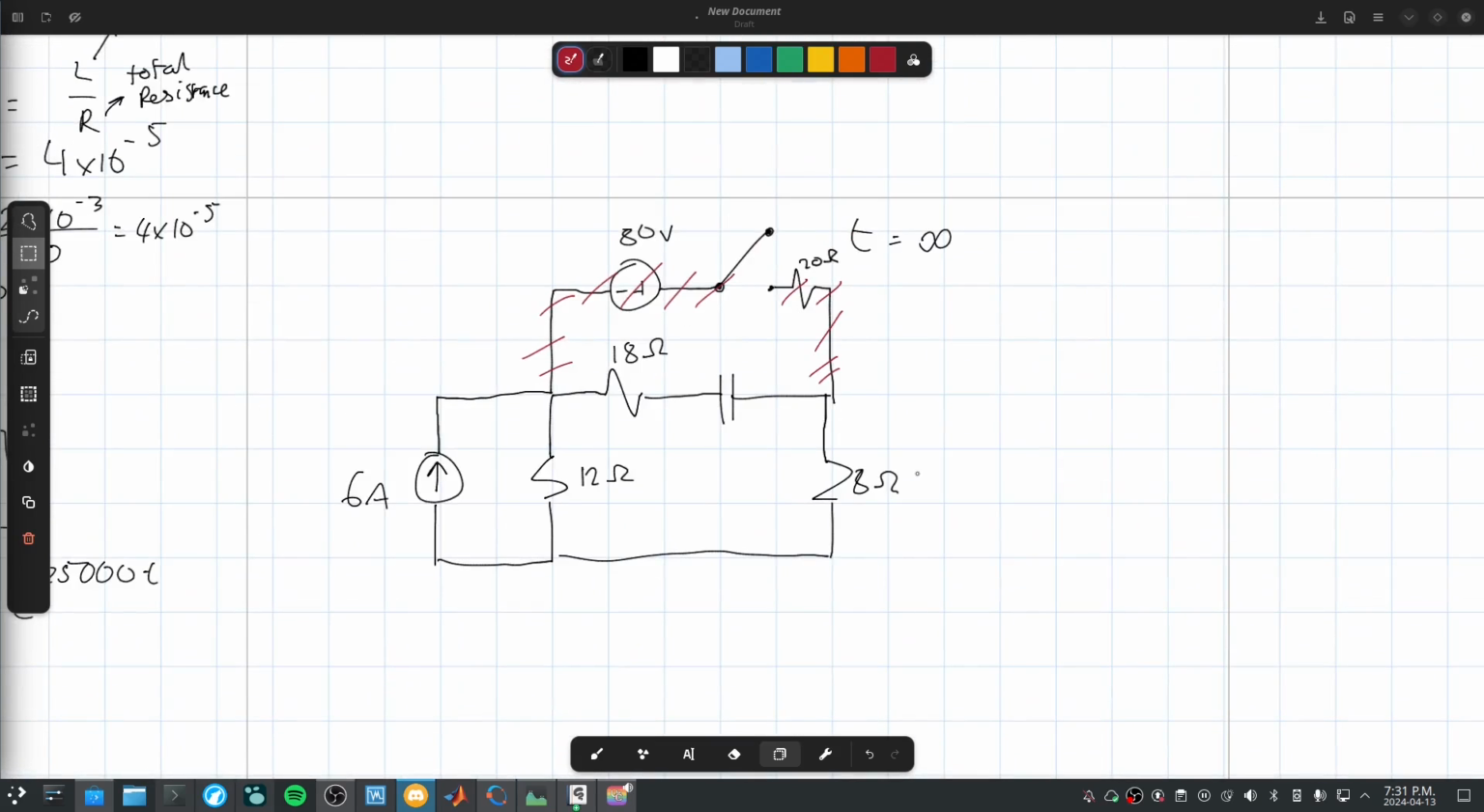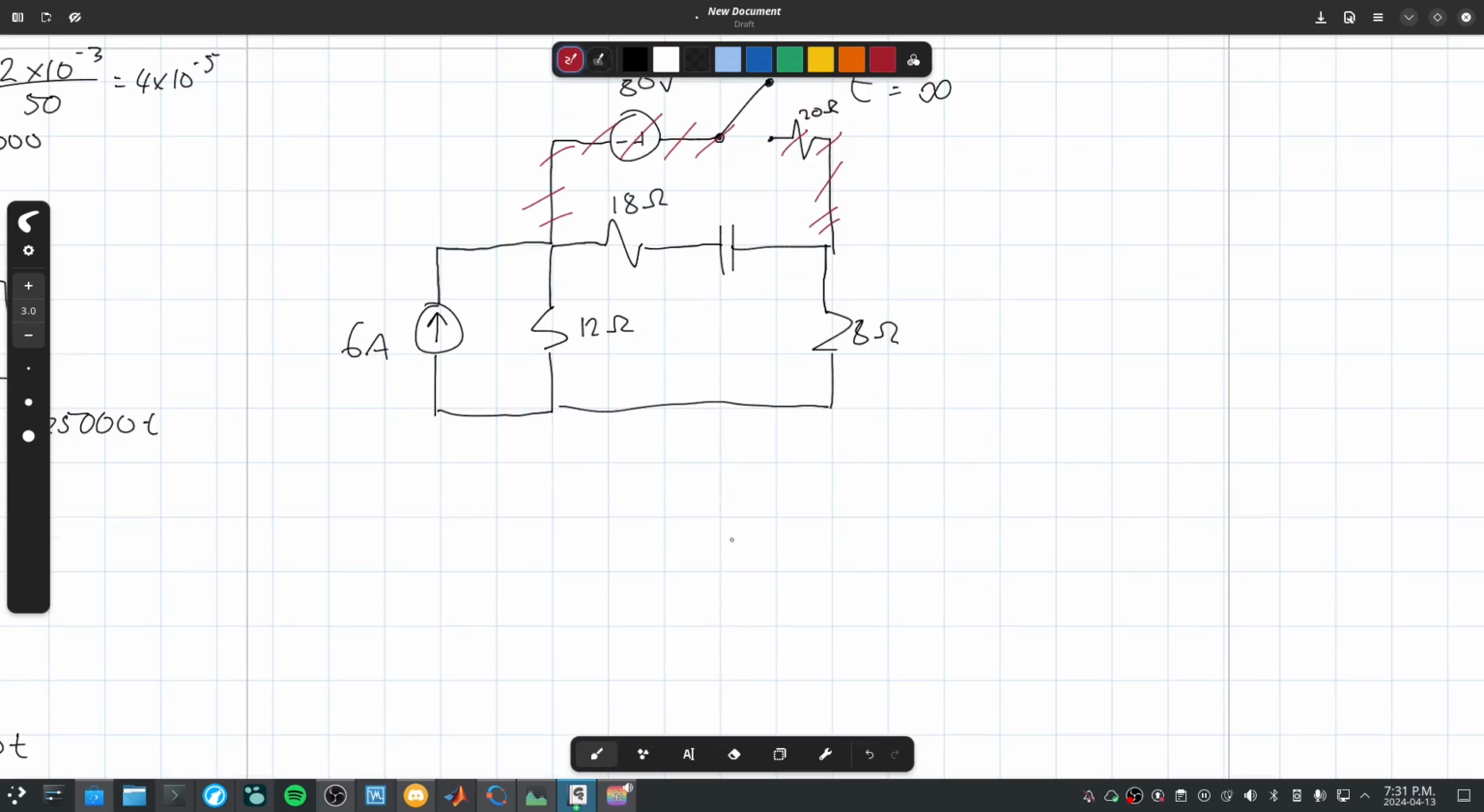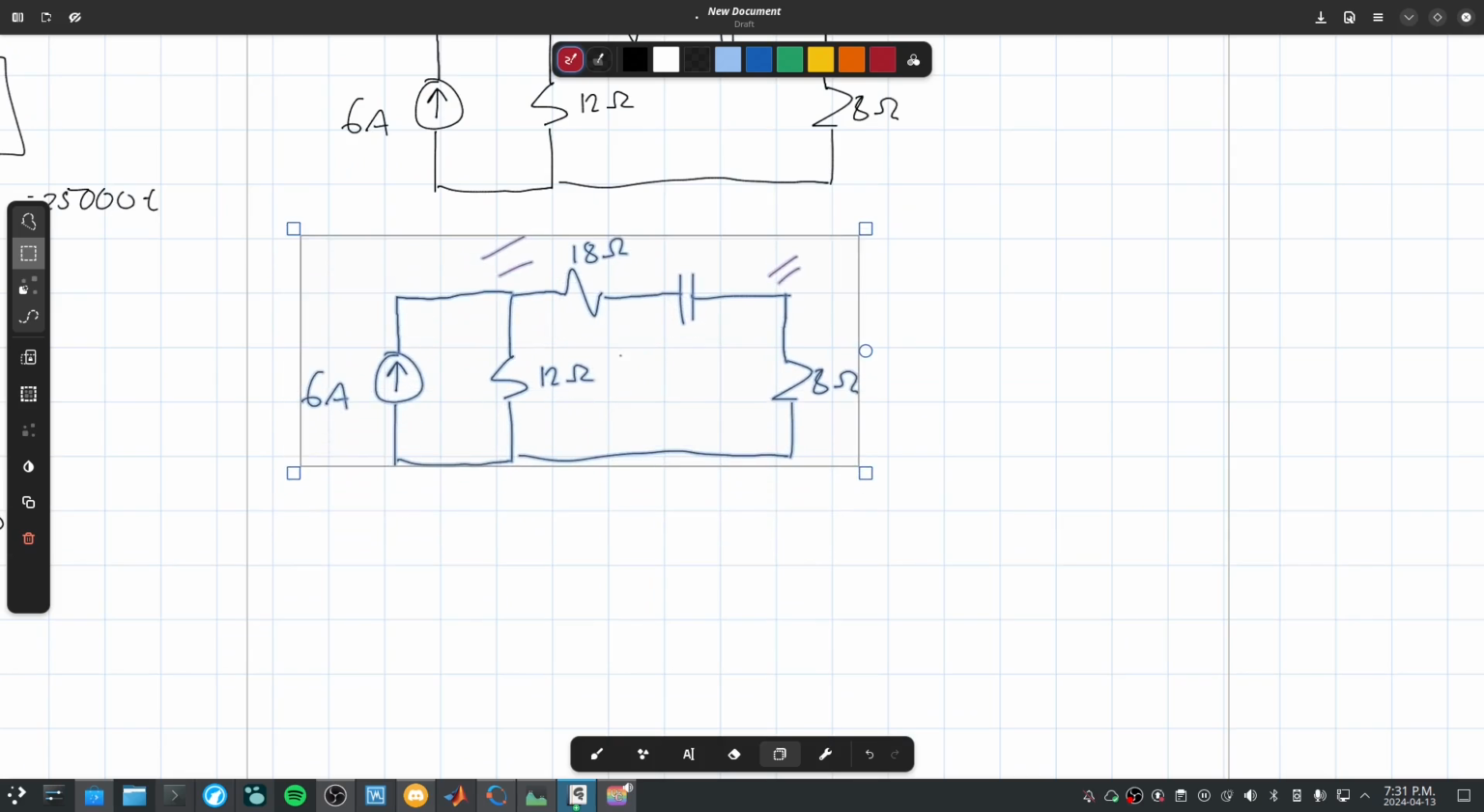So this is as time goes to infinity. So this source becomes completely useless to us, and we are just left with this.